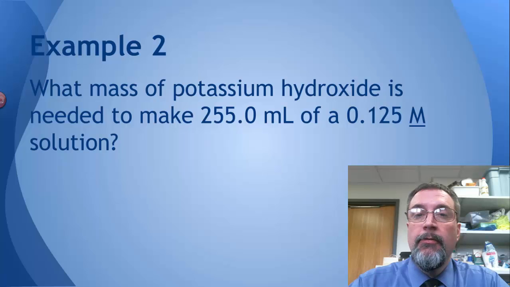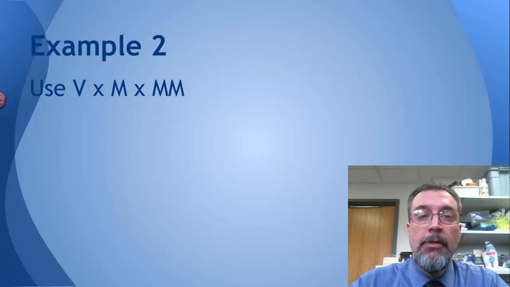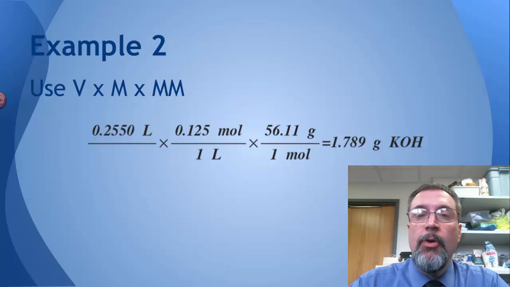I'm going to measure out 255.0 milliliters of water, and now I need to know how much potassium hydroxide do I have to dissolve in there to get a solution whose concentration is 0.125 molar? So I'm looking for the mass of solute. All right, mass of solute is volume times molarity times molar mass. The volume was 255.0 milliliters, so I have to convert that to liters, 0.2550 liters. The concentration I'm trying to make is 0.125 moles per liter. And the mass of potassium hydroxide is 56.11 grams per mole. That's the molar mass. Liters cancel, moles cancel. I'm left with grams. I have 4 significant figures in my volume.